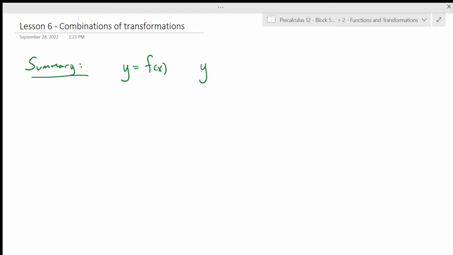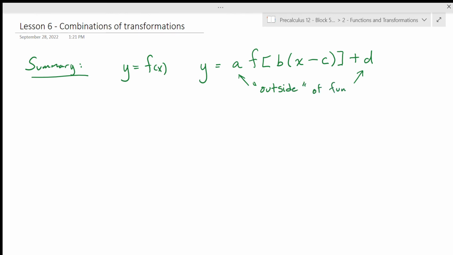Okay, so we have y equals a times f of b, and I'm going to write here x minus c, just so that we can have c as a positive number, which is a little bit different than I explained it in lesson 4. And then we're going to be dealing with plus d. So there's sort of 2 things that are happening outside the function. So these are things that are happening after the function has been performed. So we think of these as our outside of the function transformations. And these will always be acting on y.